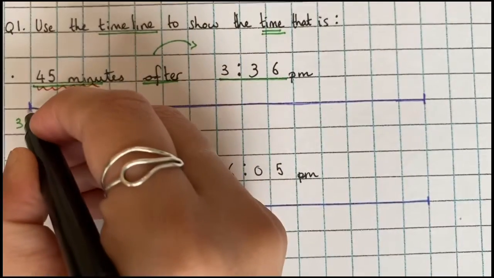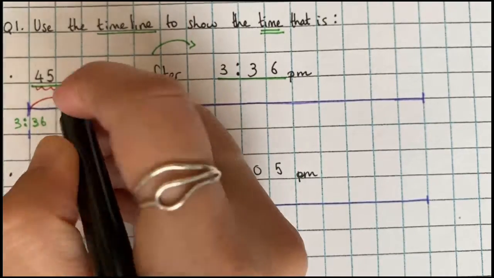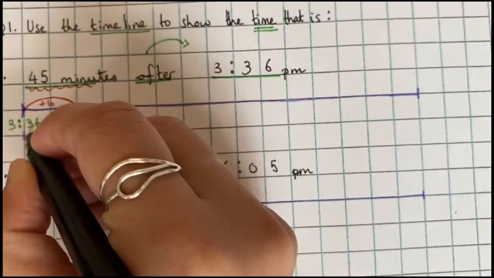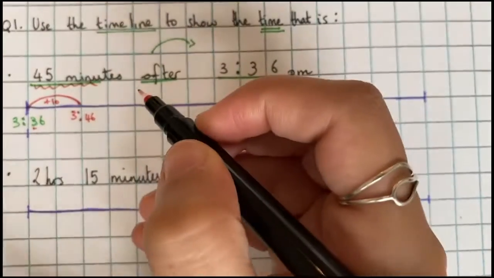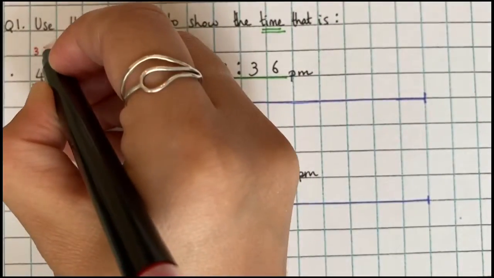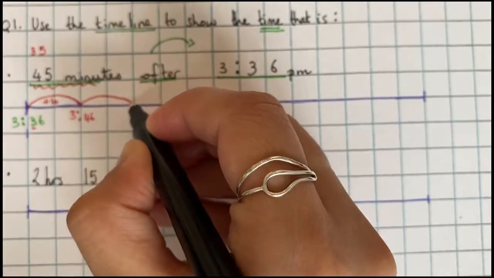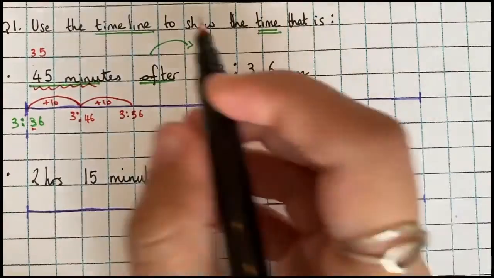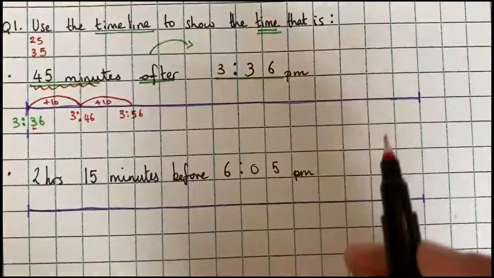Okay, so the first thing I'm going to do is jump in tens. So it's my minute of 10 that's going to change. So now I've got 3:46 and I've got 35 minutes left to jump. Jump another 10 to 3:56 and now I've got 25 minutes left to jump.